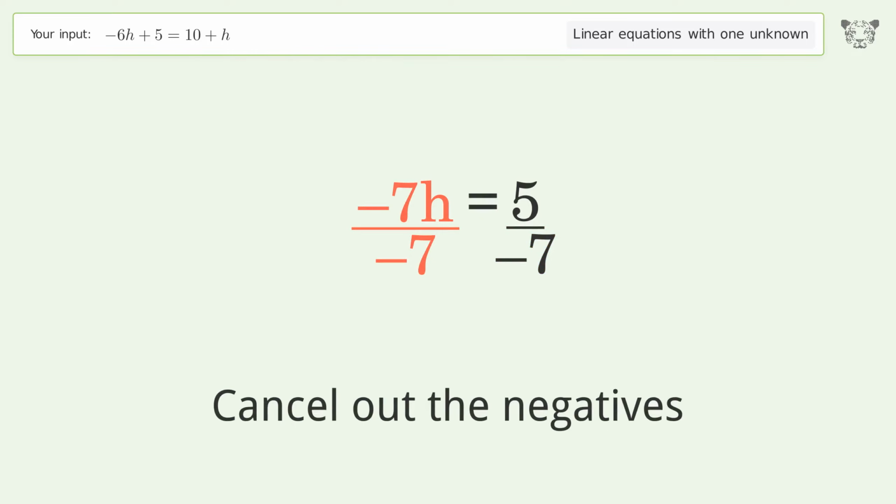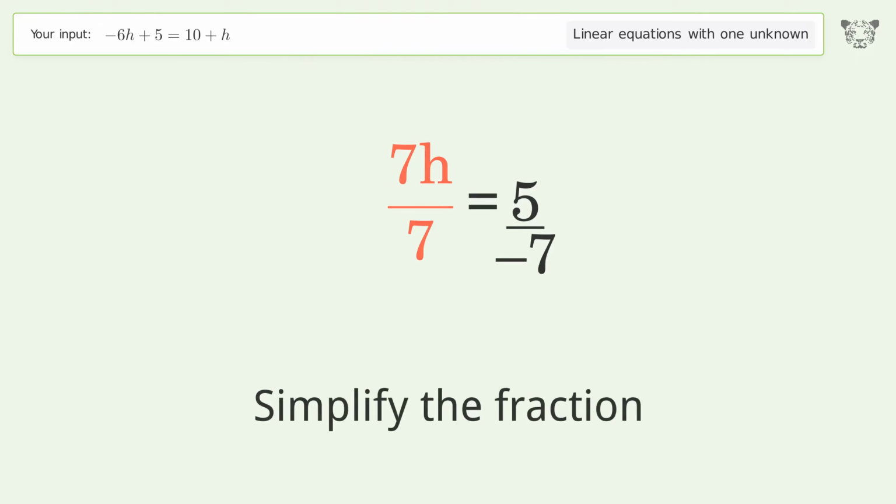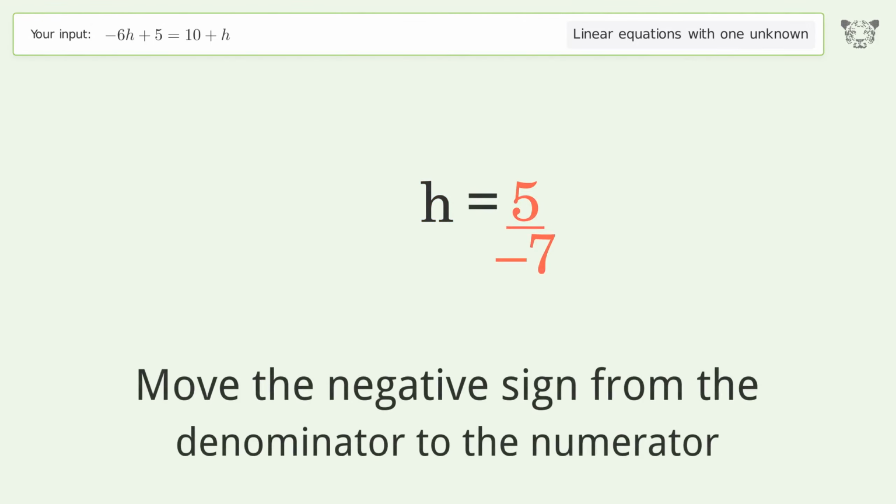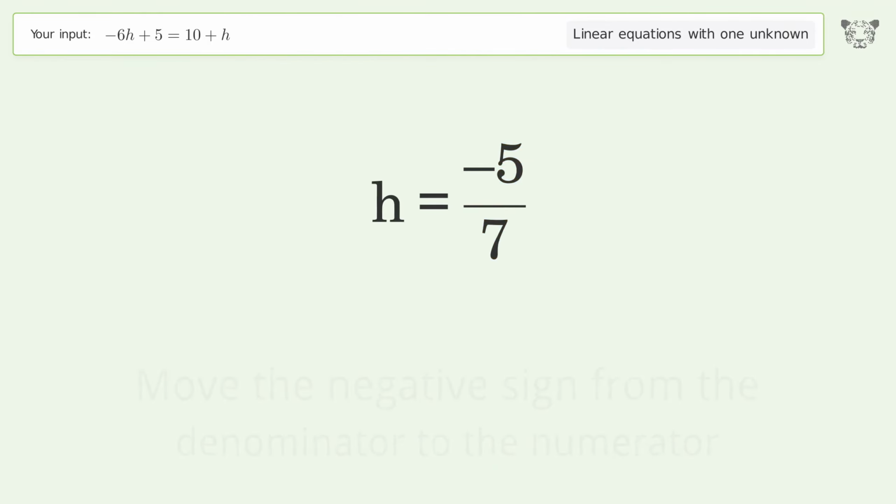Cancel out the negatives. Simplify the fraction. Move the negative sign from the denominator to the numerator. And so the final result is h equals -5/7.